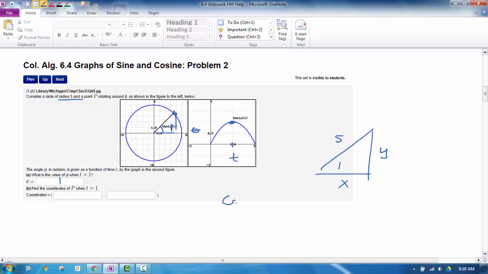So the period is equal to 2 pi over B, which is equal to 6 in this case. So if you multiply both sides by B and you divide by 6, you get B equals 2 pi over 6, which simplifies to pi over 3. So my B is pi over 3.